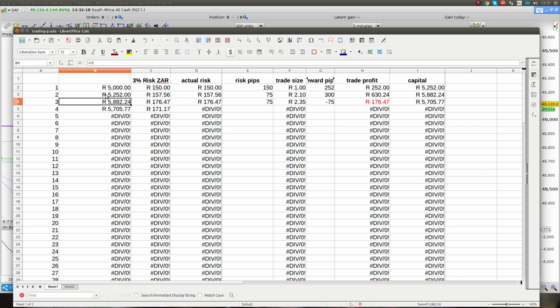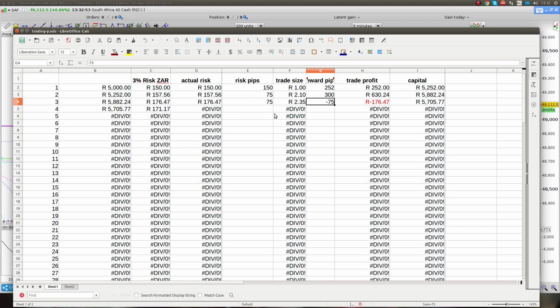Same thing, second trade, we had a lower risk of 75 pips, which meant I could increase my trade size. The reward was 300 pips, and so we continued. However, on the third trade, we had a risk of 75 pips, but our stop loss was hit. So we lost 176 Rand. But we're still positive.